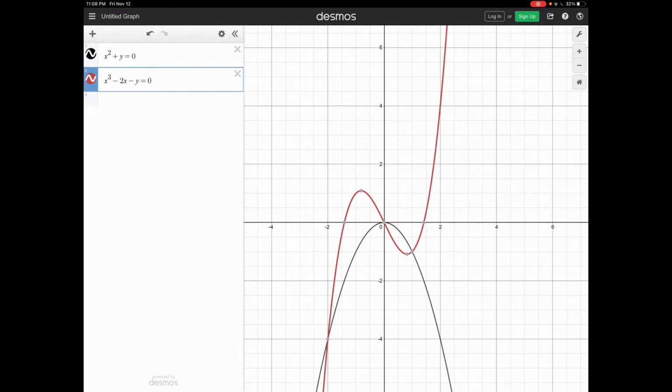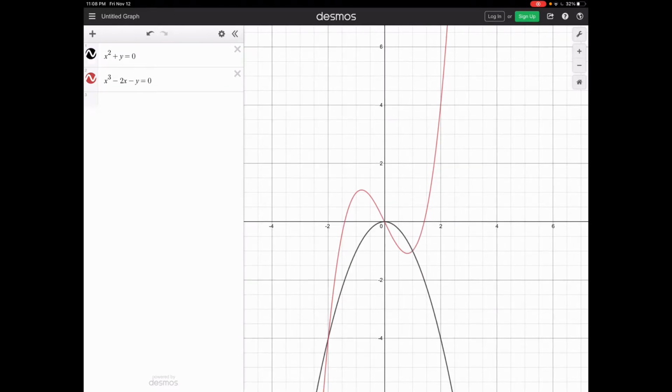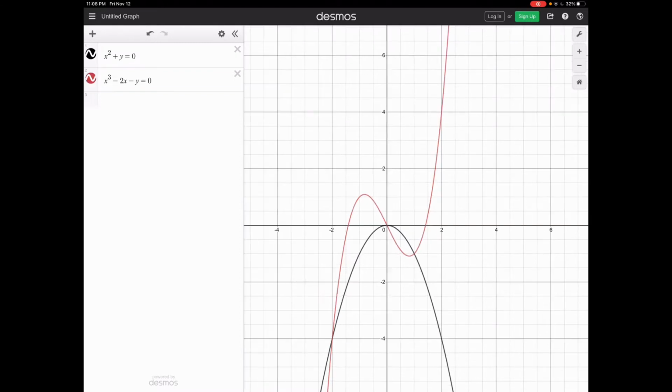All the same, when we look at the 2 graphs, what we see is that they cross in 2 places. And the nice thing is that if you tap on either one of the graphs, the points of intersection are going to be highlighted. And I just misspoke. I said that the graphs cross in 2 places. They actually cross in 3.